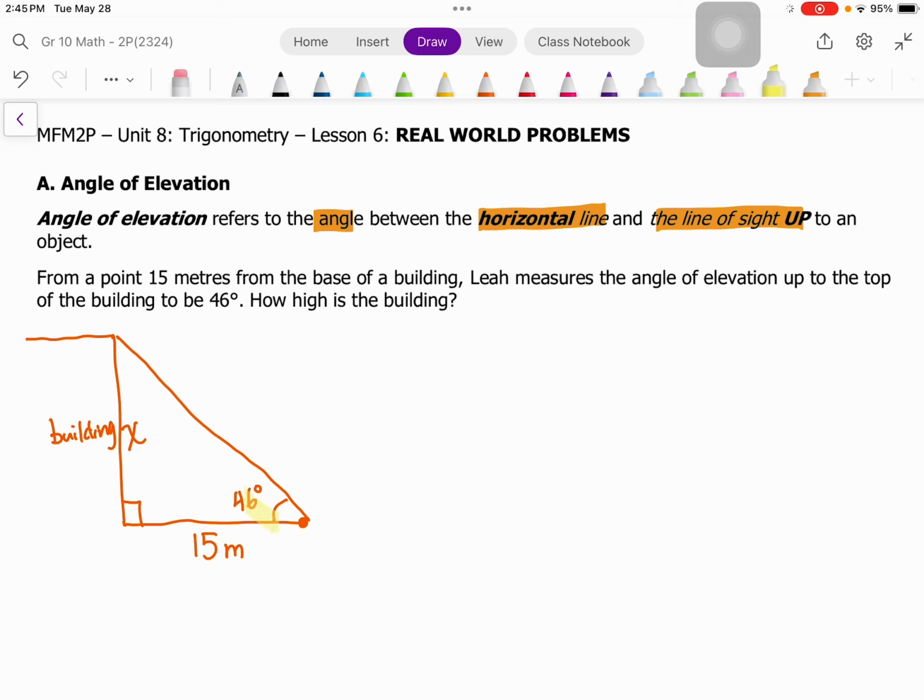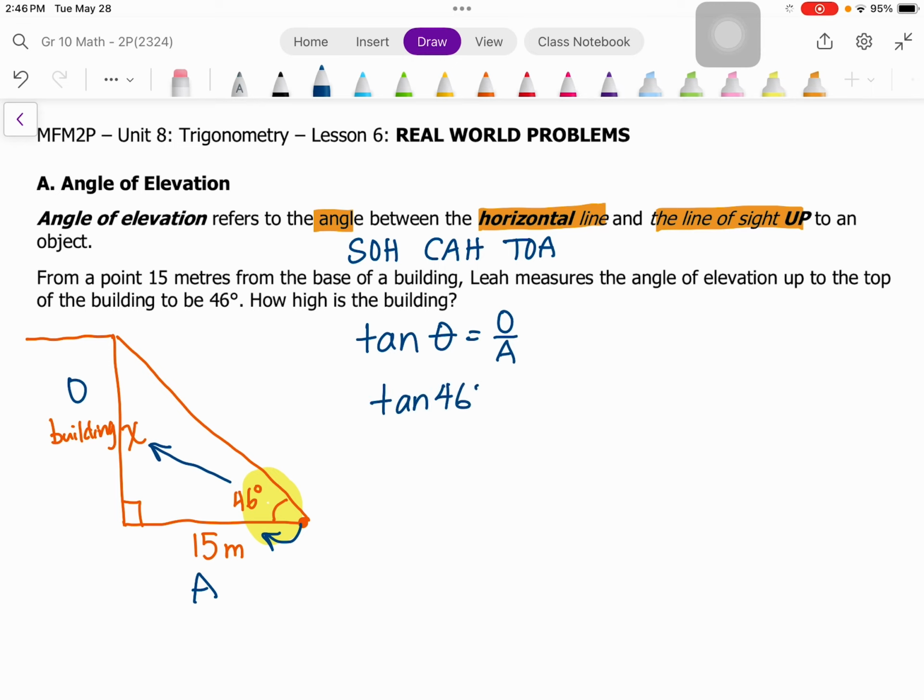So if this is my reference angle, I want to solve for x, and x is opposite from my reference angle, and the 15 meters is adjacent to. So if we refresh our memories using SOHCAHTOA, we have O and A, which use the tangent primary trig ratio. So the tan of our angle is equal to opposite over adjacent. Our angle is 46 degrees. The opposite is x, and 15 is the adjacent.